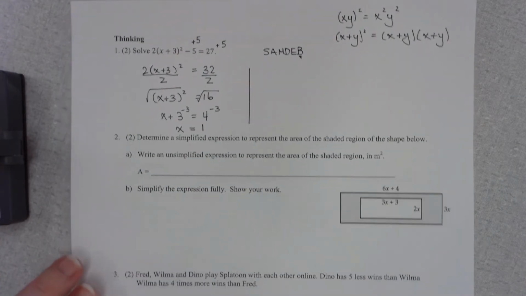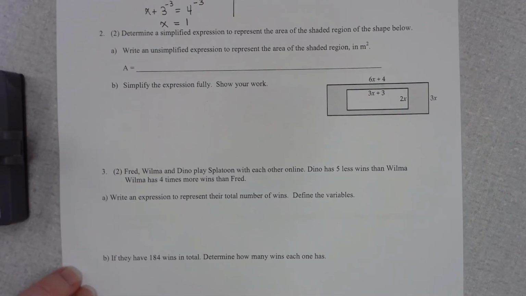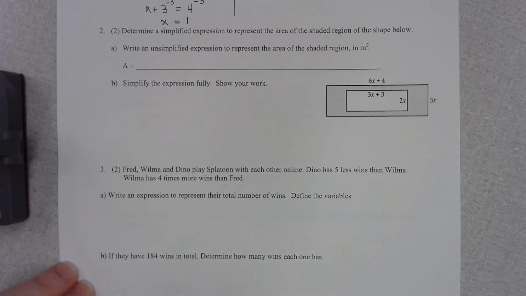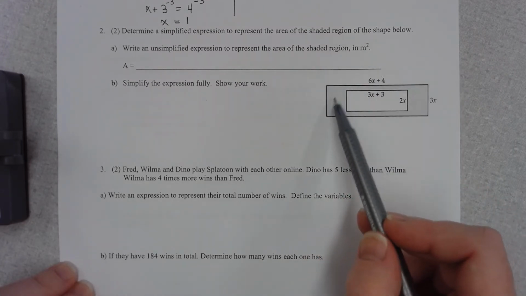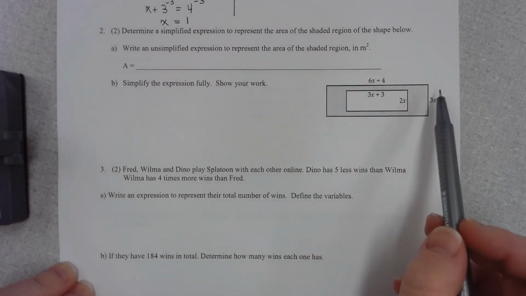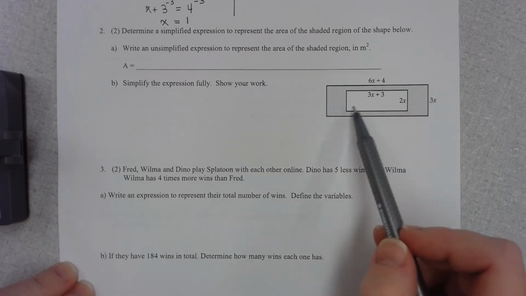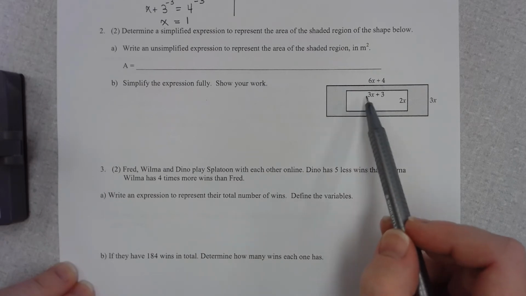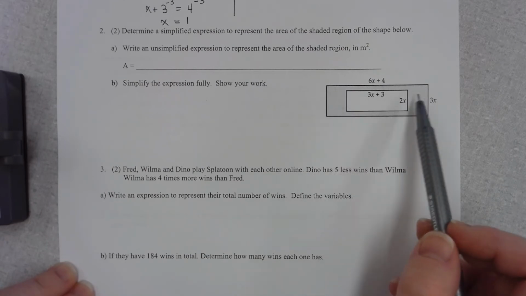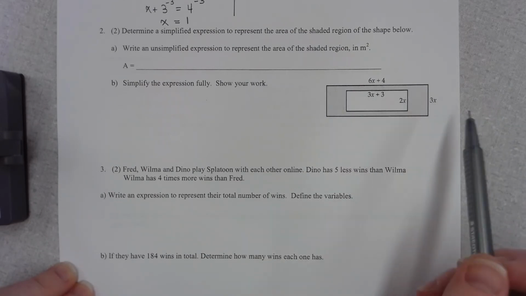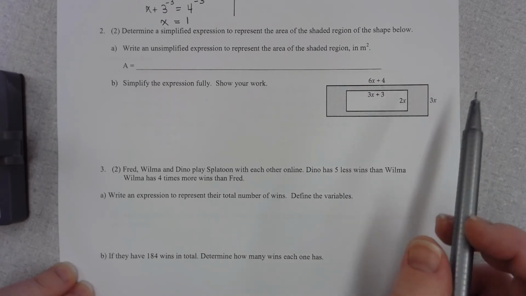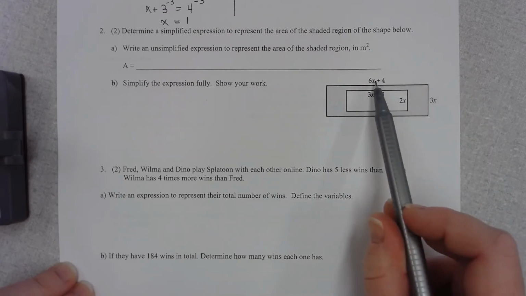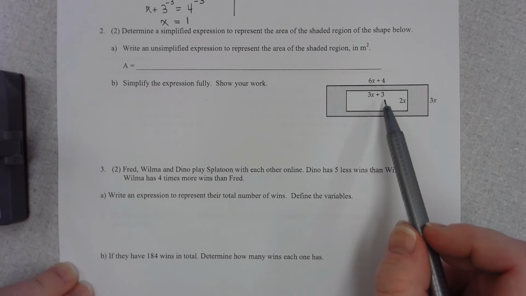All right, next one. Determine a simplified expression to represent the area of the shaded region. So this is a shaded region. So we have this big rectangle, and if we get rid of the area of the small rectangle, we'll be left with the area of the shaded region. So we know that the area of the shaded region is going to be the area of the big rectangle minus the area of the small rectangle.